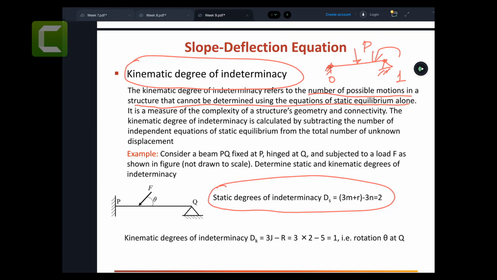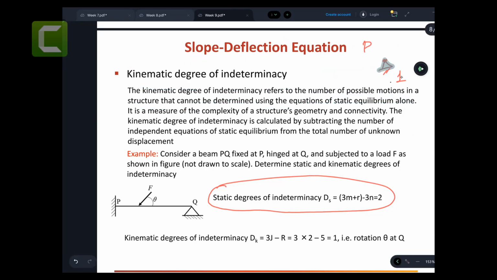So these are the fixed degrees of freedom. You can say this is zero, meaning that these points cannot go left, right, cannot go up and down, cannot rotate. But this particular point, which is the pin support, has one free degree of freedom. So we can say that this is a one kinematic degree of indeterminacy. I hope it makes sense.